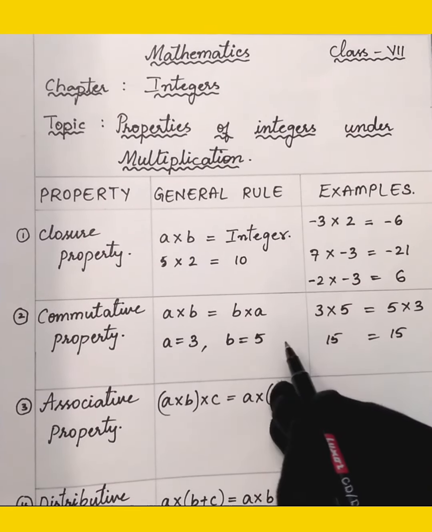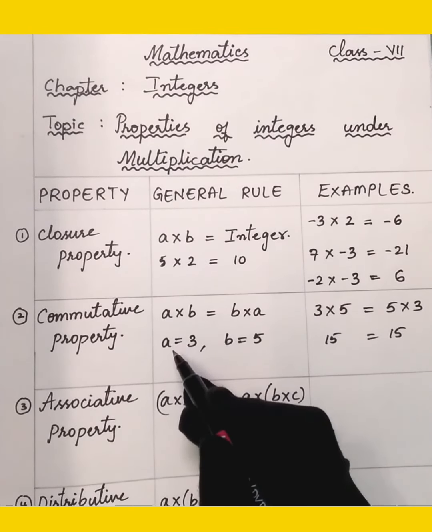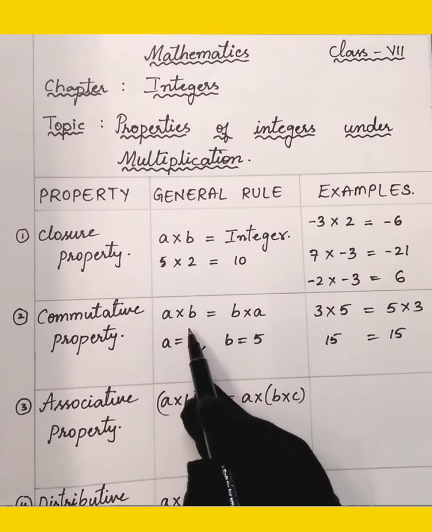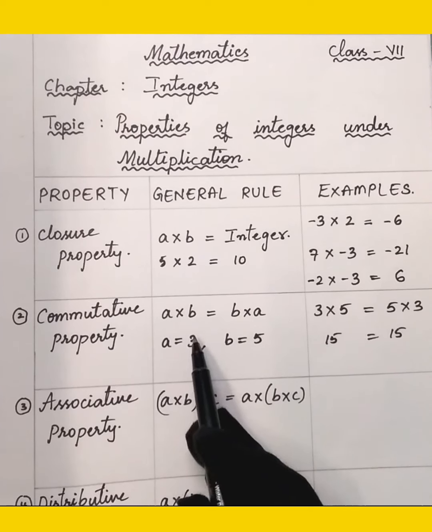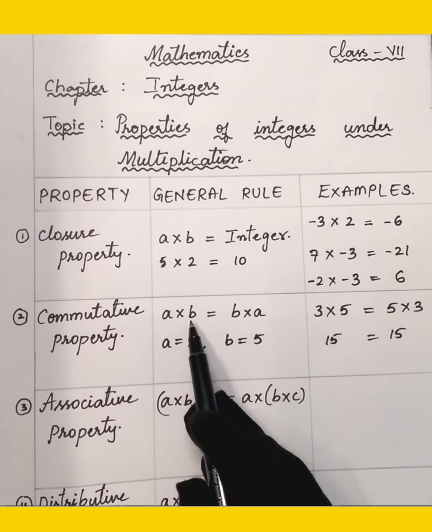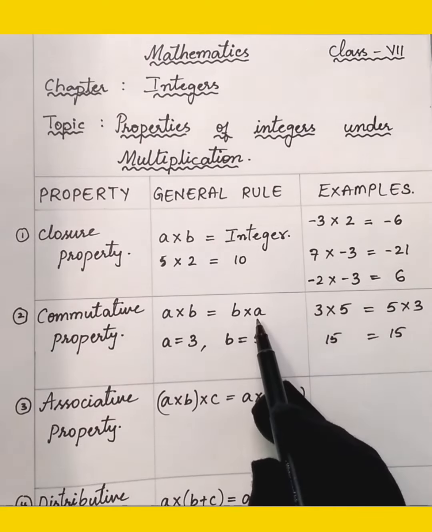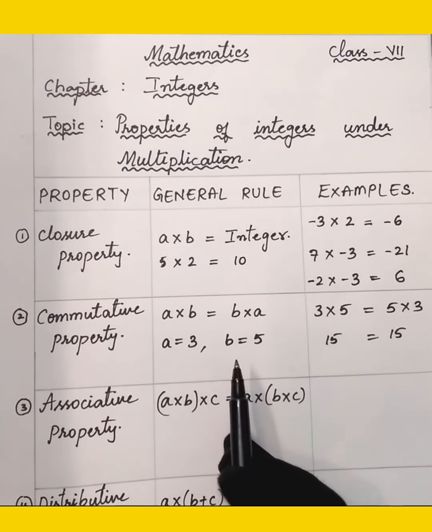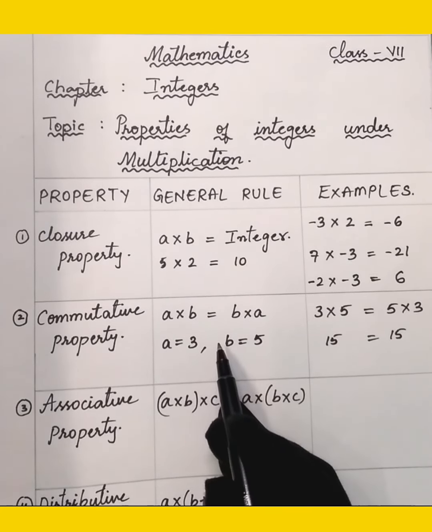So that means all the integers follow the commutative property. If you take two integers, a and b, when a is an integer and b is an integer, when you multiply these two and again you change the order, b into a, we get the same answer. That means integers follow the commutative property.